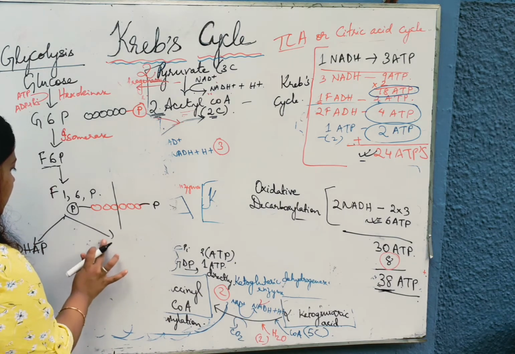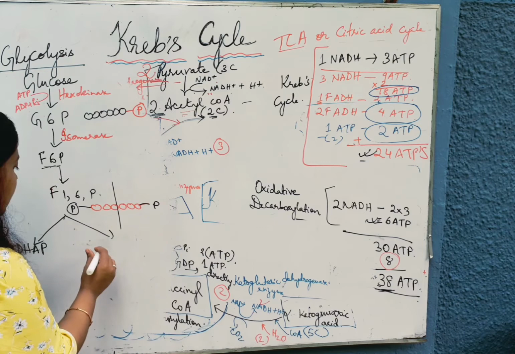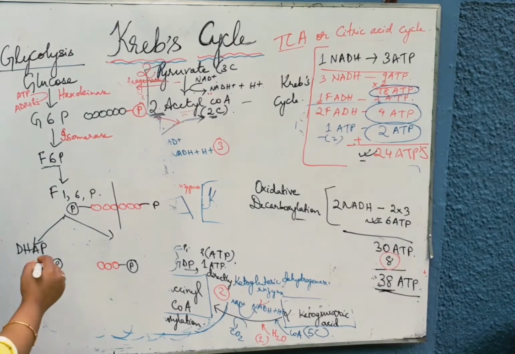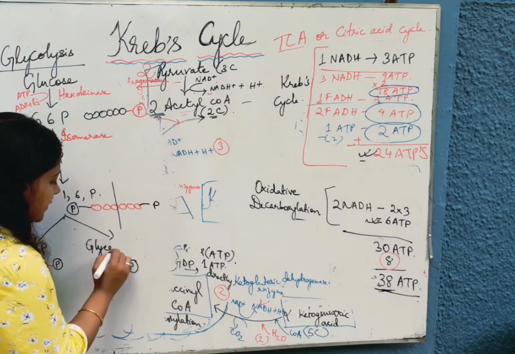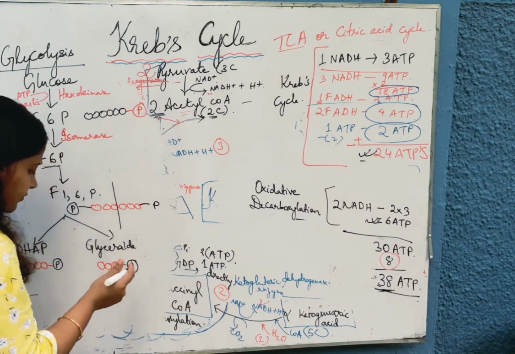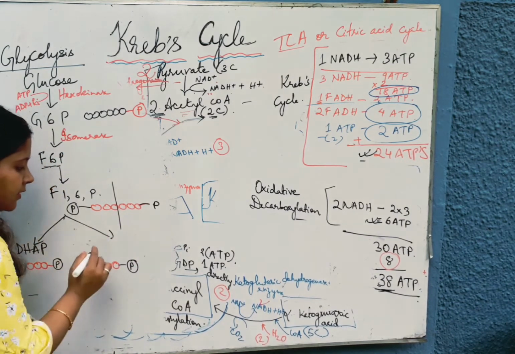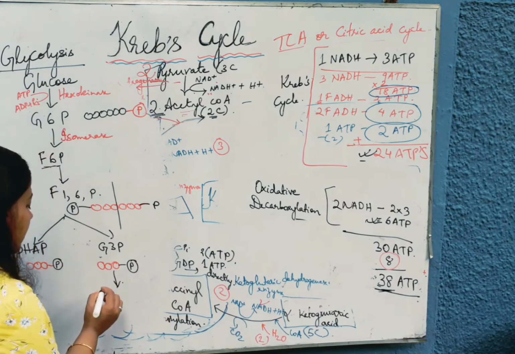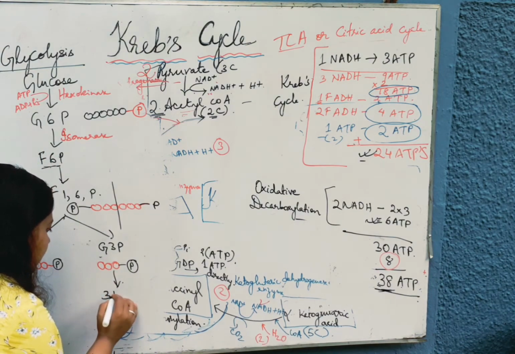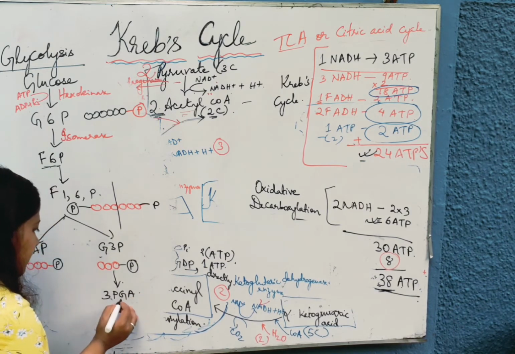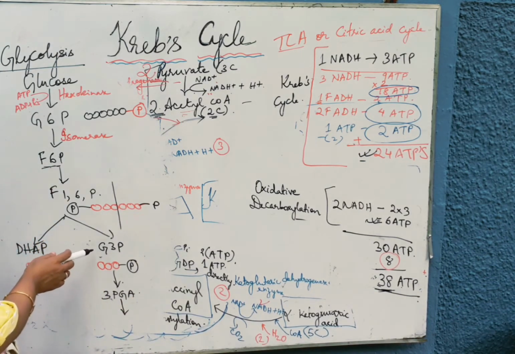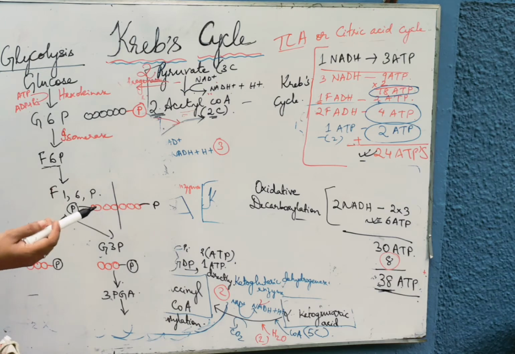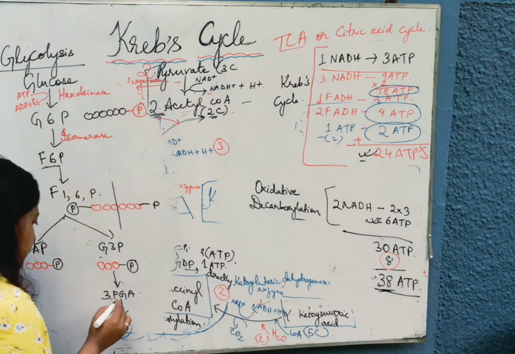DHAP and, okay, this we call glyceraldehyde phosphate. I'll be writing in short, glyceraldehyde 3-phosphate. Now this glyceraldehyde 3-phosphate will be converted into 3-phosphoglyceric acid, because when the oxidation takes place on the aldehyde, it will be converted into acids. When the acids undergo oxidation, it will be converted into carbon dioxide. So this process I have explained.